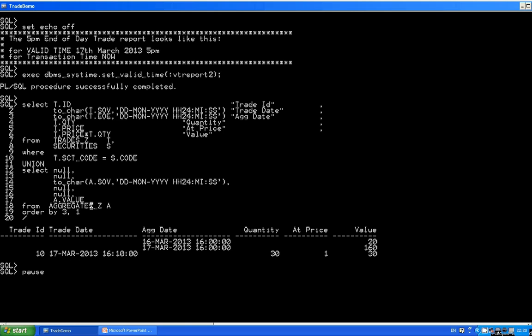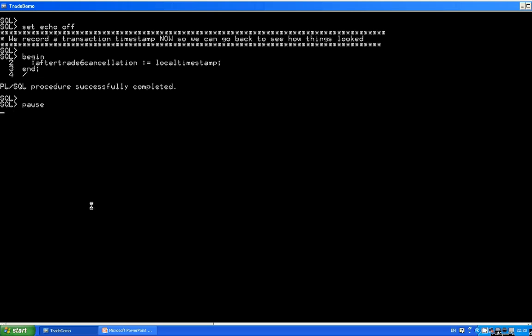If we now run the report at 5 PM on the second day, this time we can see that the second aggregate's value has changed to 160 from a value of 70, to reflect the fact that we've cancelled the trade that was part of the second aggregate. We'll now record a transaction timestamp just after we cancel that, so when we show the bitemporal audit, we can go back to this point in transaction time.